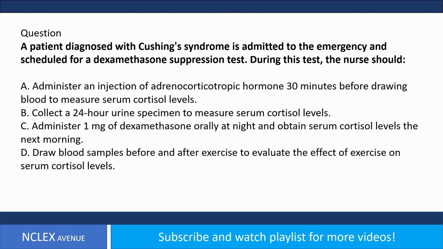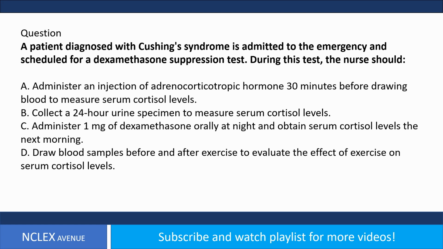Question. A patient diagnosed with Cushing's syndrome is admitted to the emergency department and scheduled for a dexamethasone suppression test. During this test, the nurse should A. Administer an injection of adrenocorticotropic hormone, ACTH, 30 minutes before drawing blood to measure serum cortisol levels. B. Collect a 24-hour urine specimen to measure serum cortisol levels.